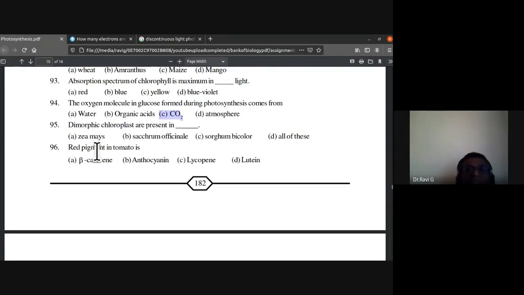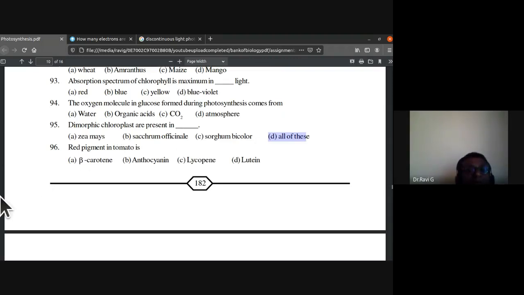Dimorphic chloroplasts are present in Zea mays, Saccharum officinarum, Sorghum bicolor, all of these. So all of them are C4 plants. So all of these are the example. Zea mays is maize. Saccharum officinarum is sugarcane. Sorghum bicolor is sorghum or jowar.